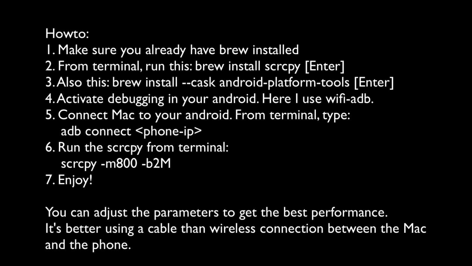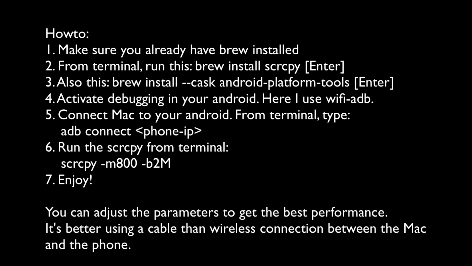4. Activate the debugging option in your Android. 5. Connect the Mac to your Android. Here I use Wi-Fi ADB, so from the terminal, type adb connect phone IP address. Press confirmation on the phone when asked. If you use a cable, type this: adb usb and press enter.